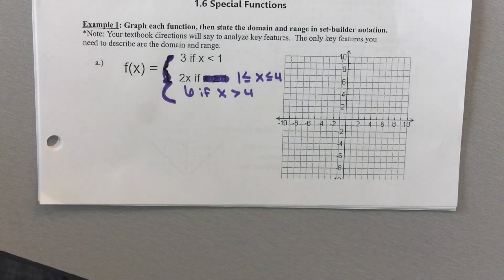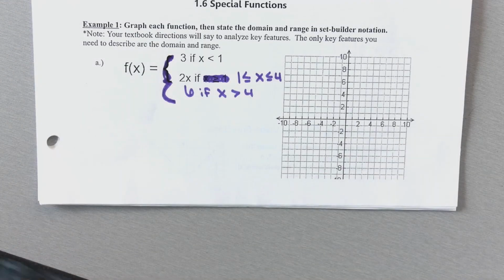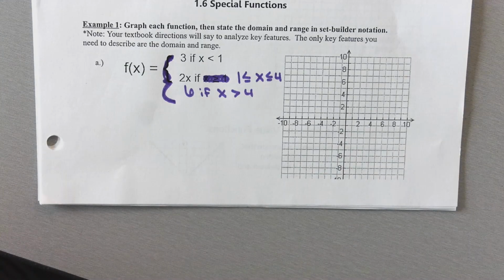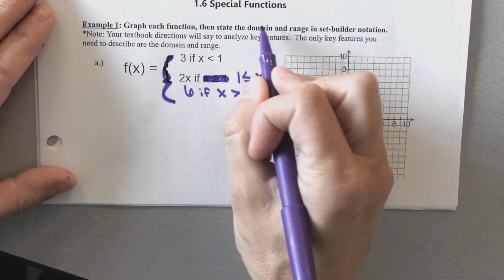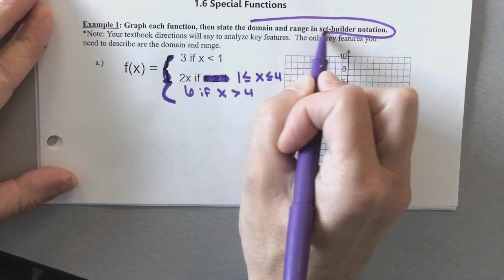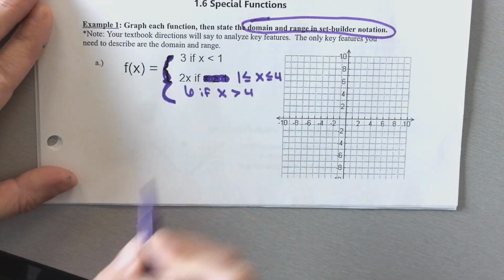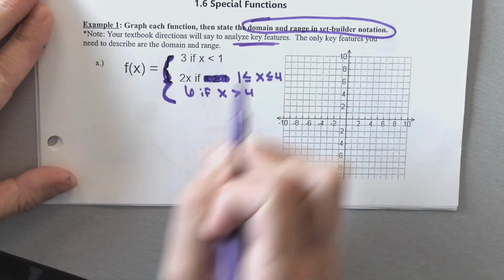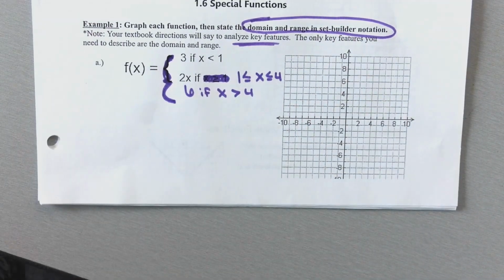Graph is going to come to us in pieces, and we're going to have to graph each one. We're also going to need to give the domain and range in set builder notation. So that's our other thing. It says to analyze key factors, but to me the key factors are the domain and range, so that's what I want you to give me. So again, you're going to graph, and then you're going to give me domain and range.